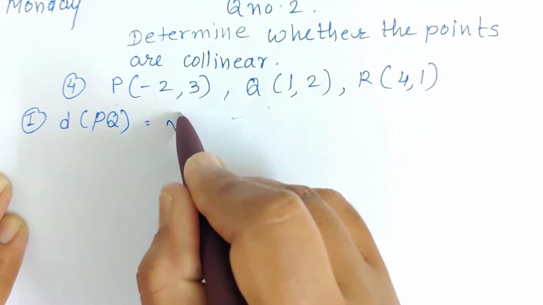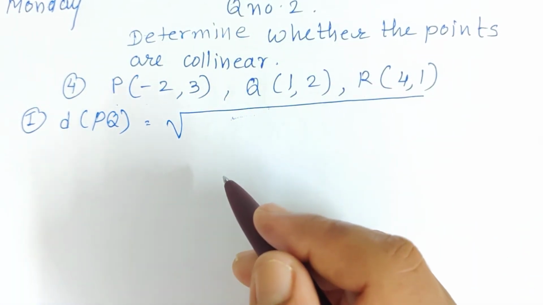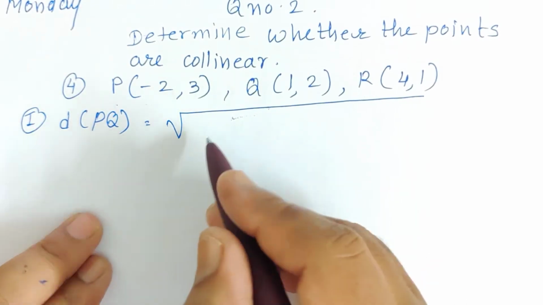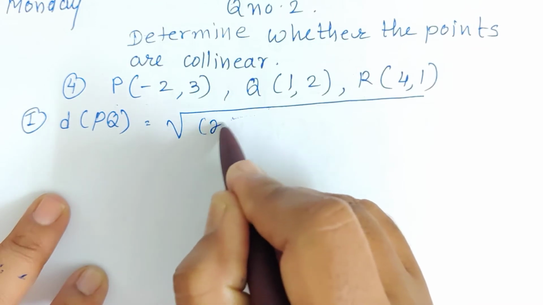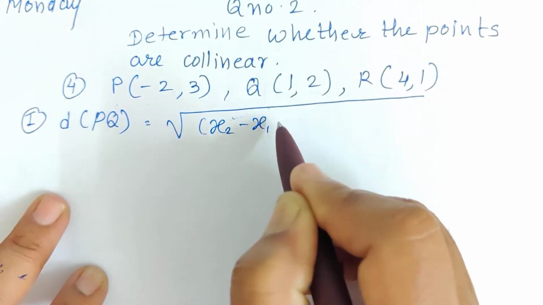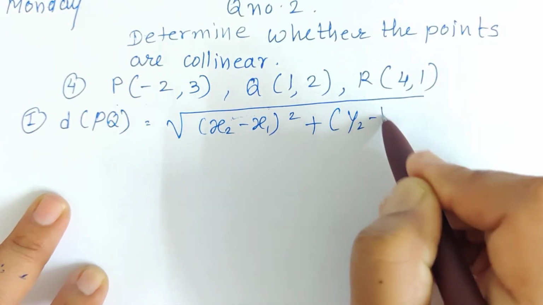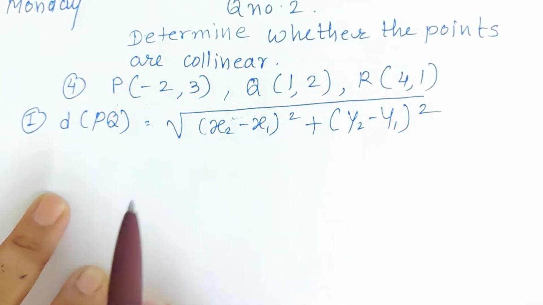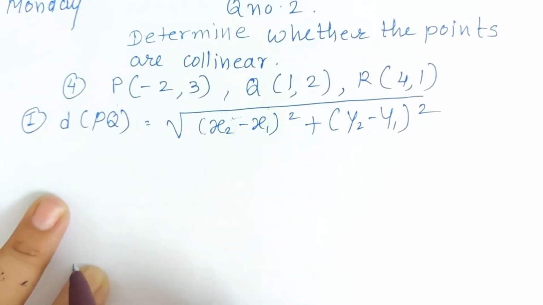Formula we will write here. Every time you have to mention the formula. In this example, once you highlight the formula, write it and keep it in a box. So first, when you find the distance of PQ, the formula is under root (x2 minus x1) whole square plus (y2 minus y1) whole square. This is the distance formula which we are going to use.